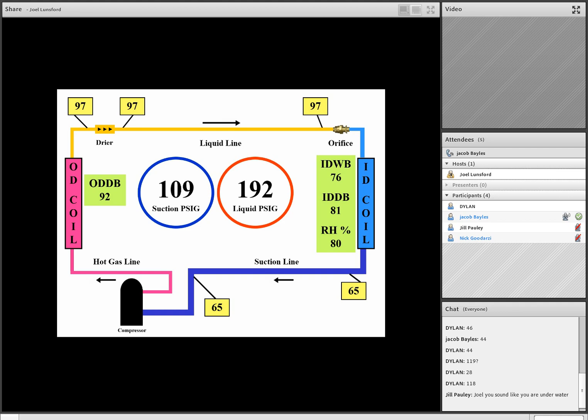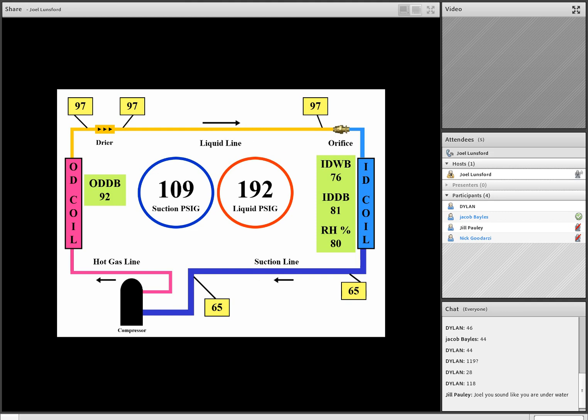Okay, good. And we notice on our suction line leaving the evaporator coil it's 65 degrees, so we only have 1 degree of superheat. So for whatever reason, my superheat is very low, and that indoor coil is flooded, absolutely flooded.